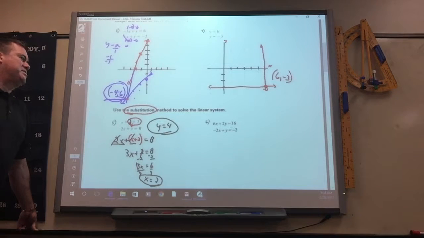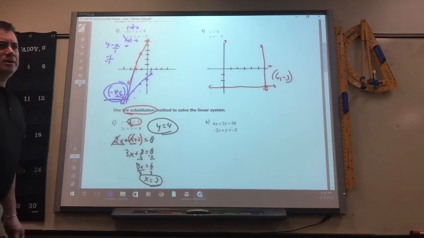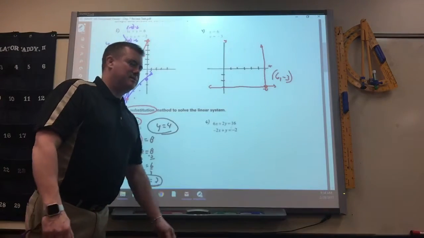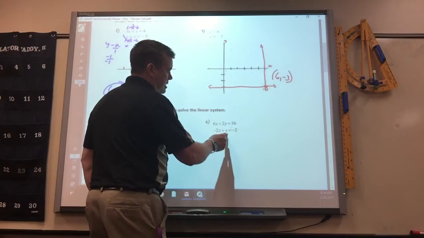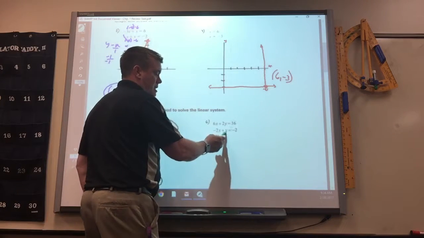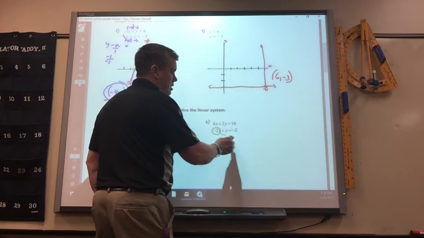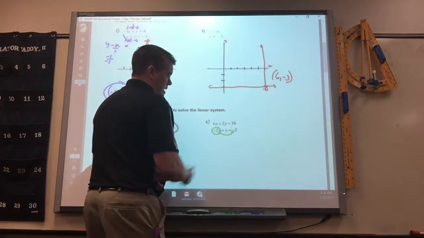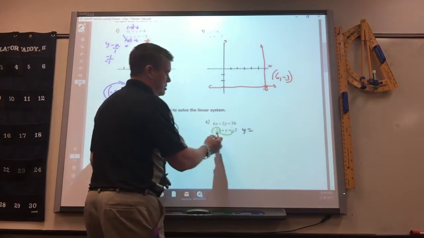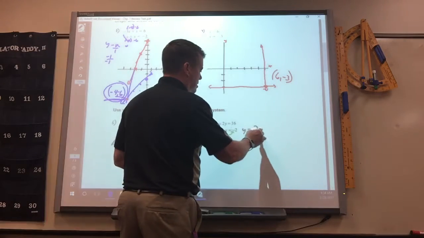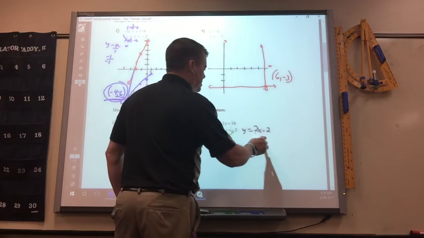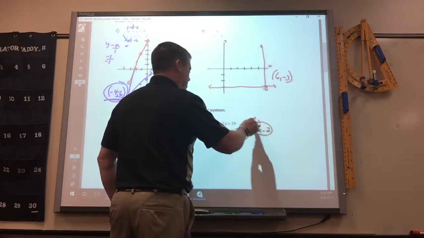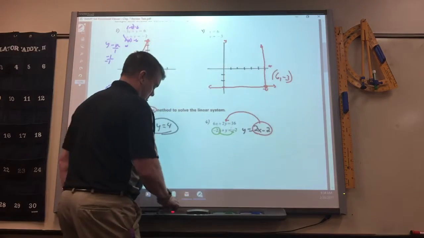Now the next one isn't set up for a substitution. If you had a choice, you would use elimination on this. So what we got to do, the easiest thing to do, is get this y by itself. So move that over, and it would be y equals, this would change to 2x minus 2. Then we can substitute that in for that y right there.